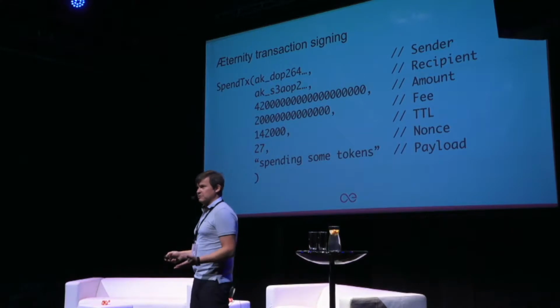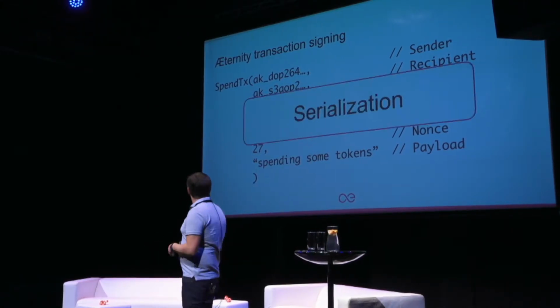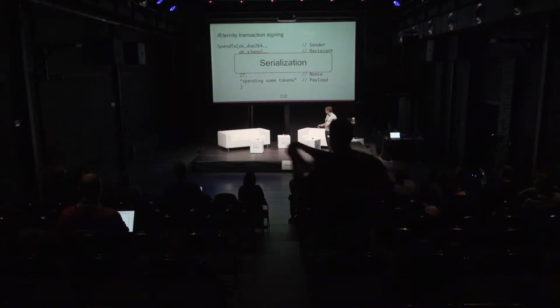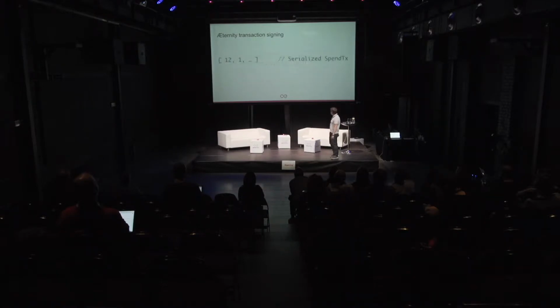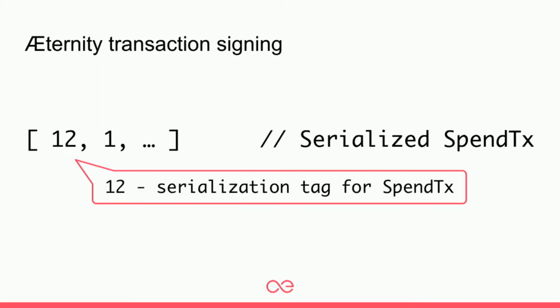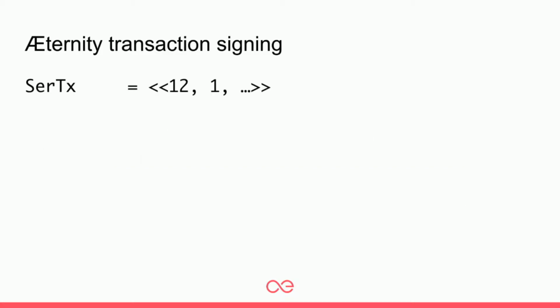How do we go about it when we want to put this transaction on the chain? Well, first we need to serialize it, because this format is not what we have on chain. We have more compressed things, which are just bits and bytes. So we serialize it, and we get the byte array. It starts with 12, of course, because 12, that's spend. 1 is the version of the transaction, and then the rest is the compressed bytes and bits of the transaction. So we have that in a byte array.